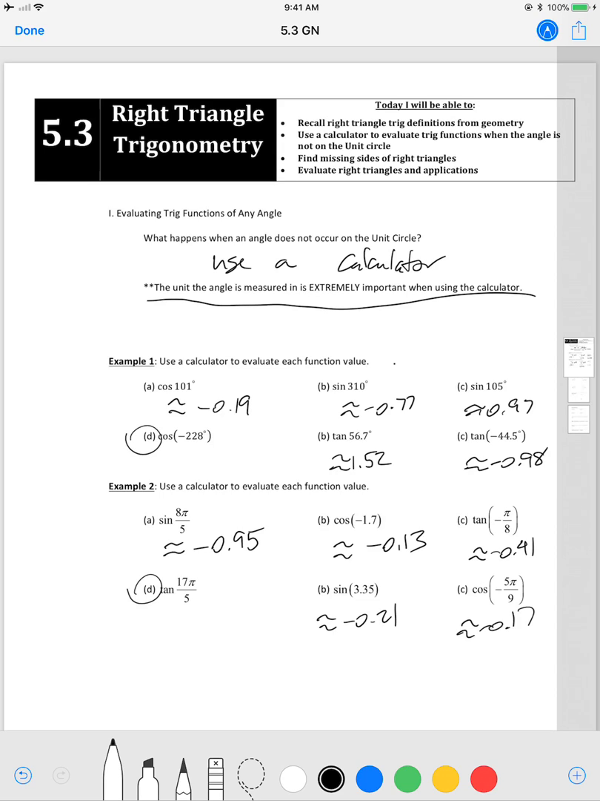Okay. One thing to be absolutely clear about when using a calculator to evaluate trig functions is that if you have a special angle, say the cosine of 30 degrees, we know from the unit circle that it is the square root of 3 over 2.